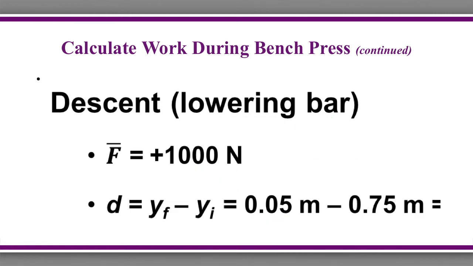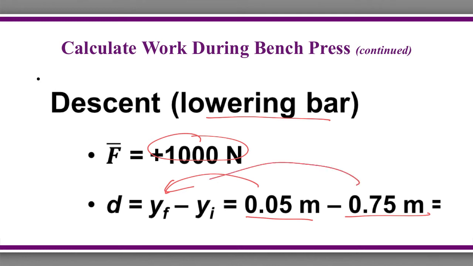However, in the descent, or lowering the bar, he is still using an average force of positive 1,000 newtons, yet his displacement is going to change here. So his y final is going to be the bottom of the movement at 0.05 meters, and his y initial is going to be the top of the movement at 0.75 meters.